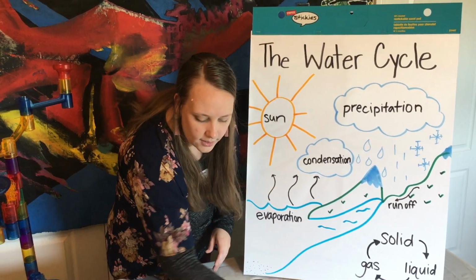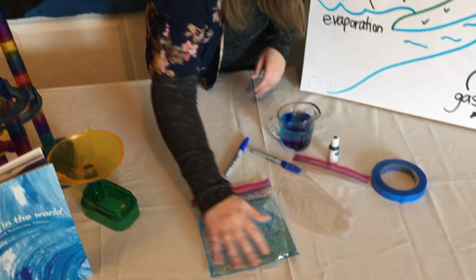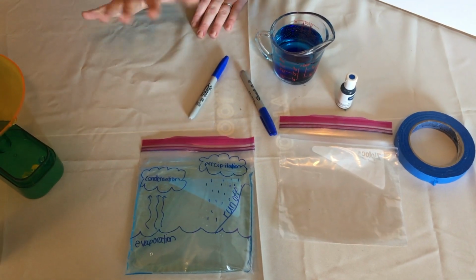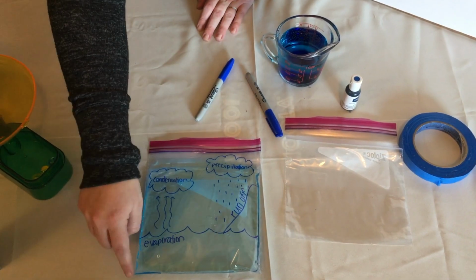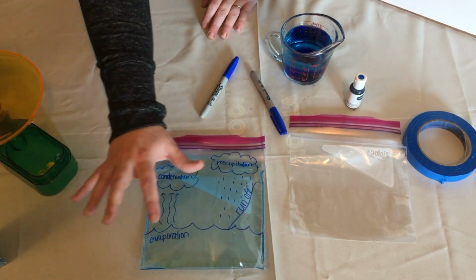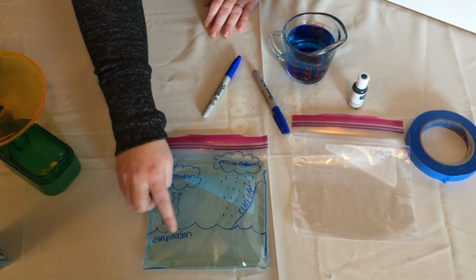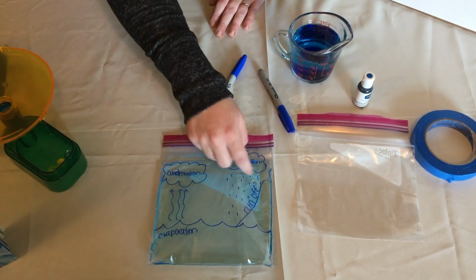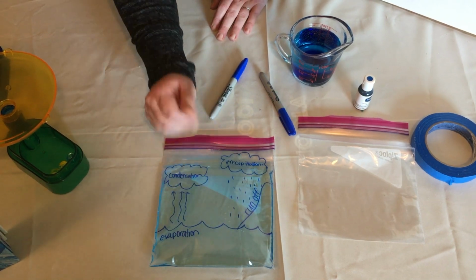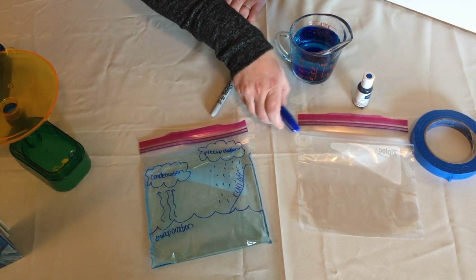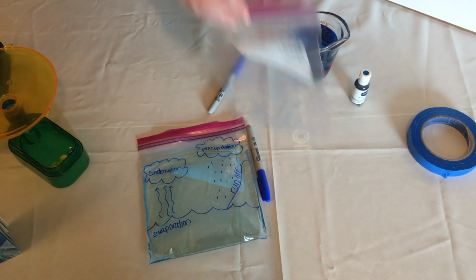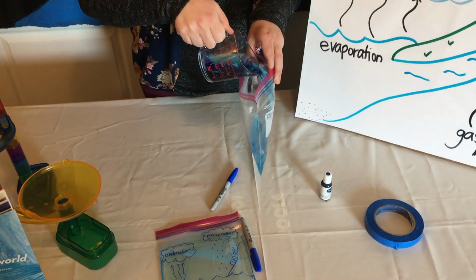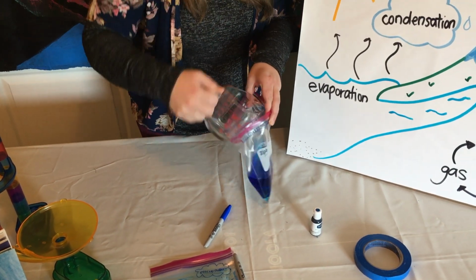So if you can look at this bag, what I've done is I have drawn the water cycle just like I have it on my anchor chart, a little more simple. I've drawn space at the bottom, that's going to be my water, and then I've shown evaporation up into condensation, and then precipitation with rain, and I put a little bit of land there to show what runoff looks like. So you can draw that on your bag, and then you'll open up your bag and pour your water in. If you need someone to help you, make sure you ask for help.